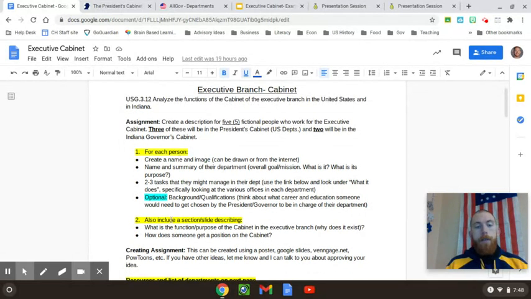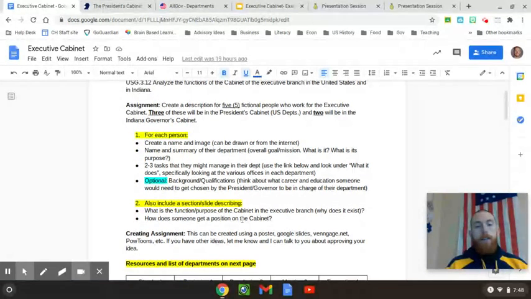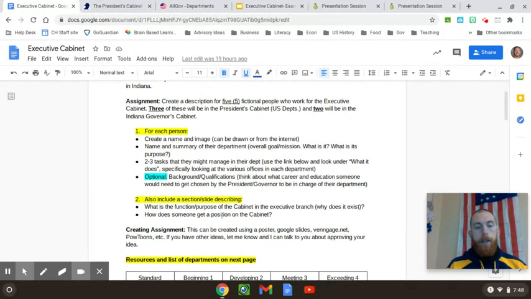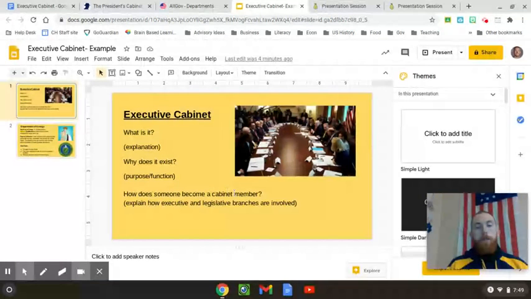And then I'm going to skip down to number 2 because this is what I really should have put first. But this is just helping you understand overall what is the purpose of the cabinet. So why does it exist and how does someone get on that position? So you need to have the purpose and function, and then how someone gets there. So I'm going to show you on my slide. You could do something like this. So you're explaining what it is, why does it exist, and then how does someone become a cabinet member.